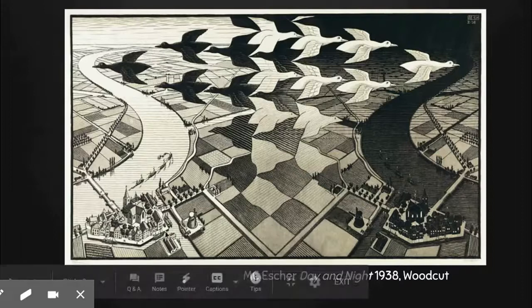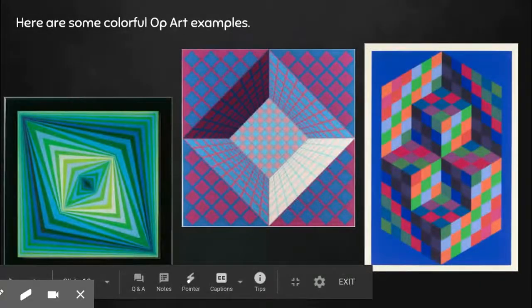And then on the left, you have a city during the daytime, and on the right, you have a city during the nighttime. And then here are some more colorful op art examples.